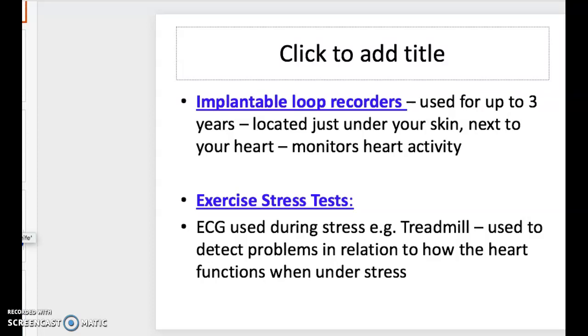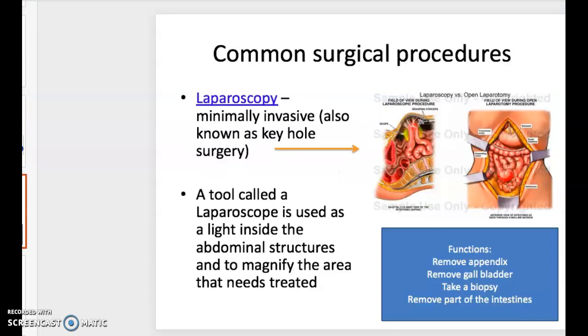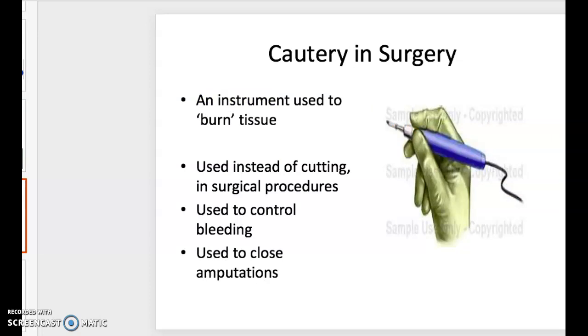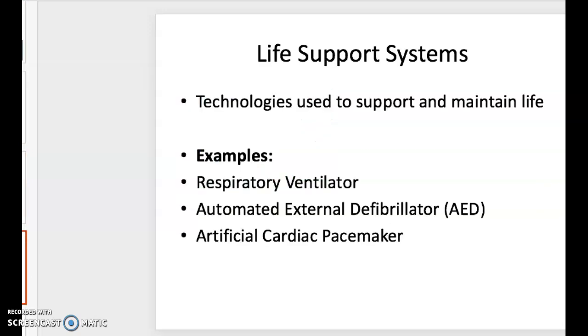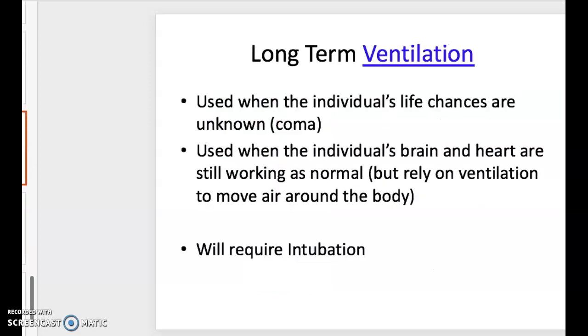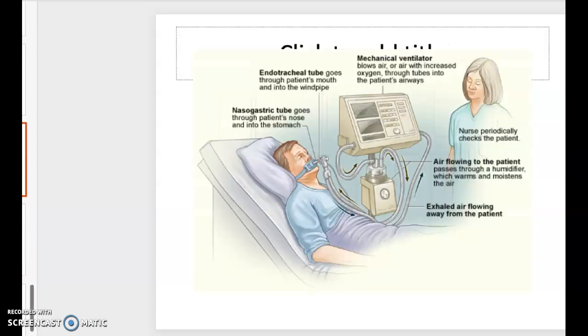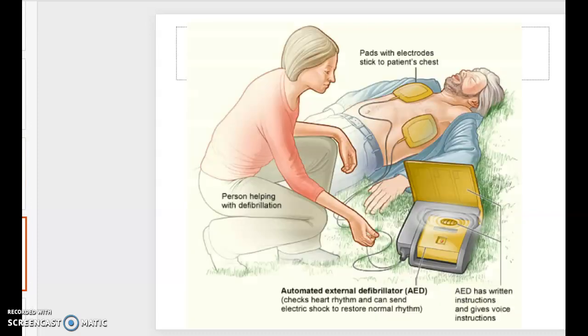And then when we move on to operative and invasive, you'll see a number of technologies here, which will include your laparoscope, your cutter. There's only 2. And then we move on to life support systems, and we have 3 types or 3 examples that should be included. Your respiratory ventilator, your AED, and your cardiac pacemaker. And again, you should find all the information that you need within the presentation. Right? But I don't want to see cut and paste of information from the own presentation, never mind the internet.